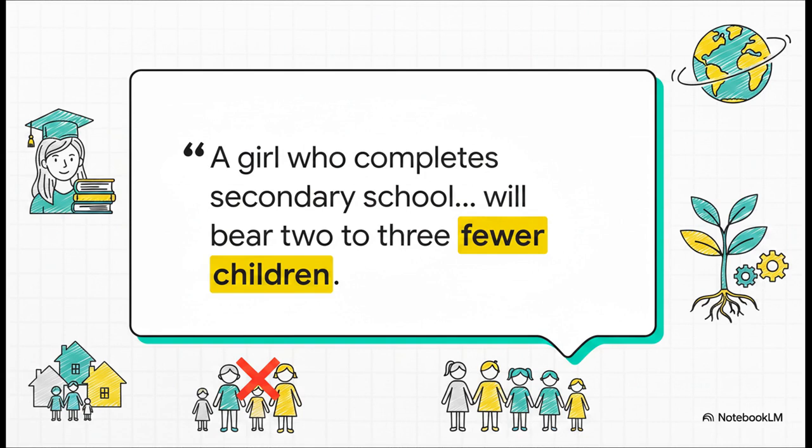Why? Because education inherently delays marriage and the age of that first birth. It gives women economic power and options outside the home, giving her the leverage to negotiate family size. It just fundamentally shifts the entire cultural perception of what a large family means.